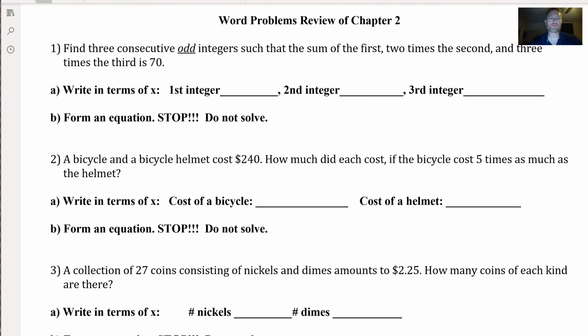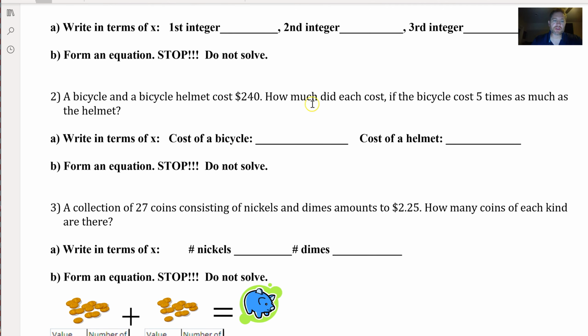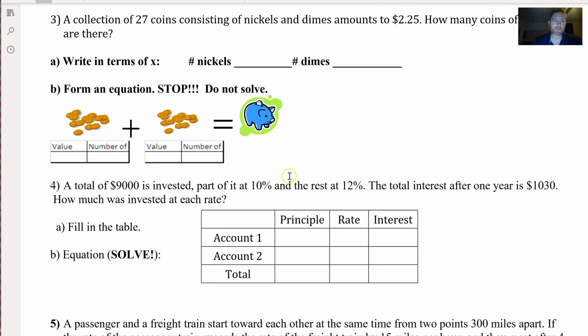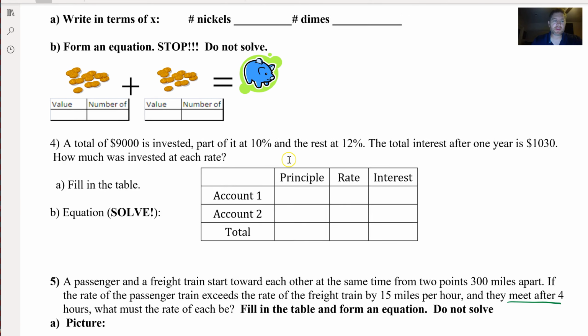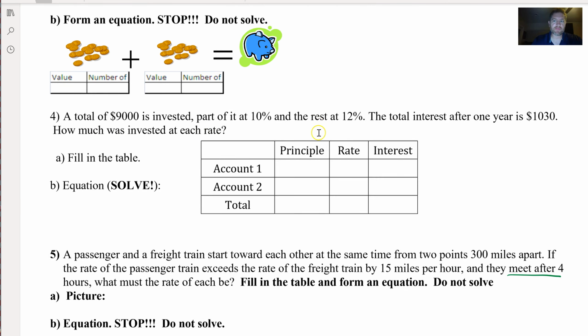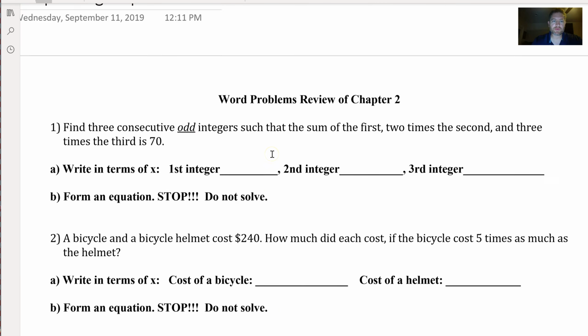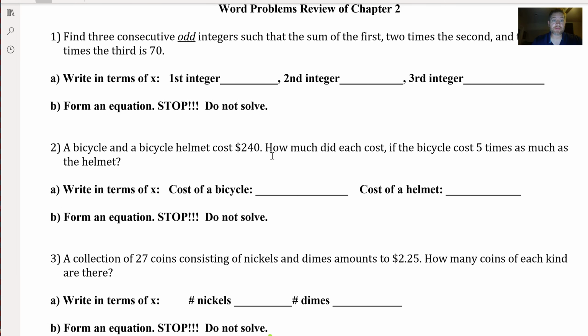All right, this is a word problem review of Chapter 2. So these are the word problems that we've covered in Chapter 2. You have consecutive integers. We have the translation problems, the value problems, coins and stamps, and I think we did some tickets. We also have the investment problems, and then the uniform motion problems. So let's go over all of these just fairly quickly. So what we're going to do is just form equations and not solve them.